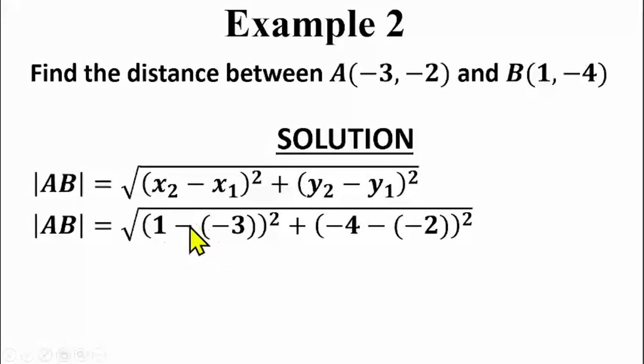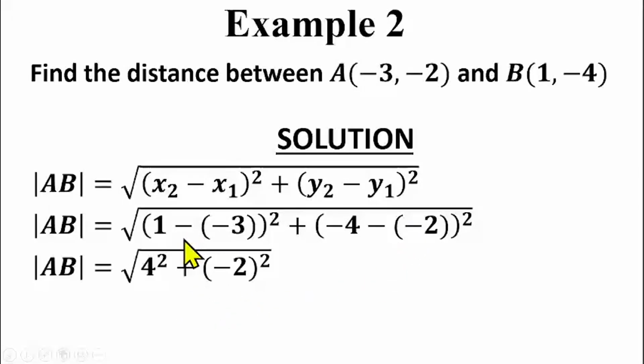You open this bracket, minus times minus will give us plus. Also here, minus times minus will give us plus also. So if you simplify that further, you'll be having 1 plus 3, that gives us 4. You have 4 squared. Then plus, minus times minus here will give us a plus also. You have minus 4 plus 2, that gives us a minus 2, then squared.